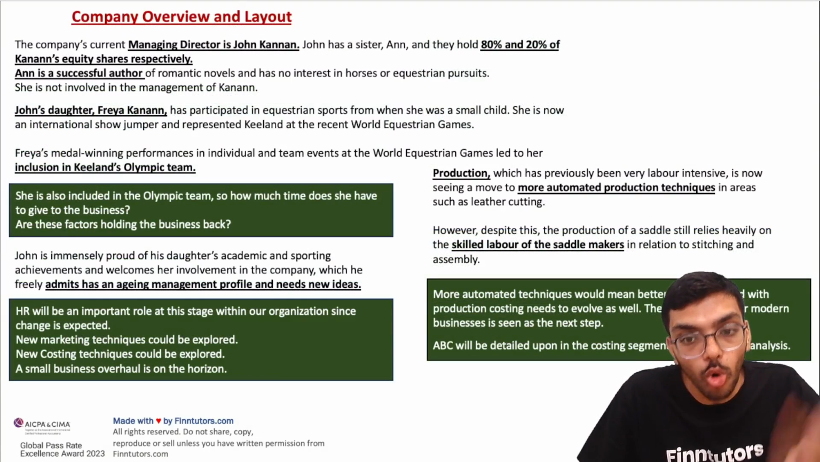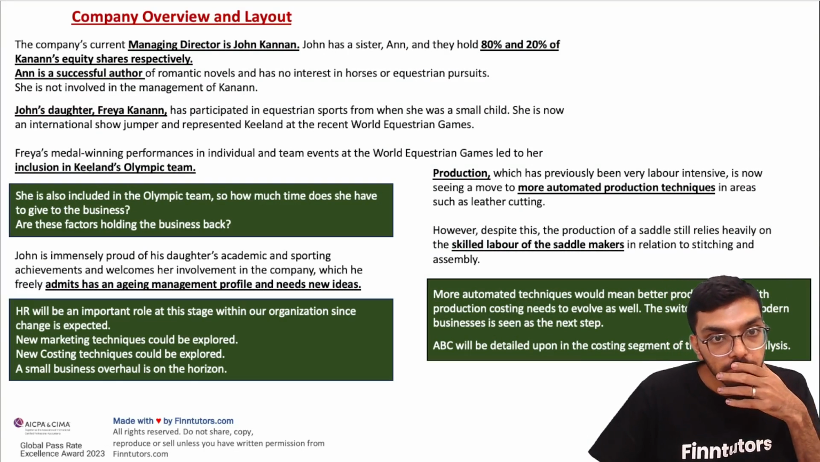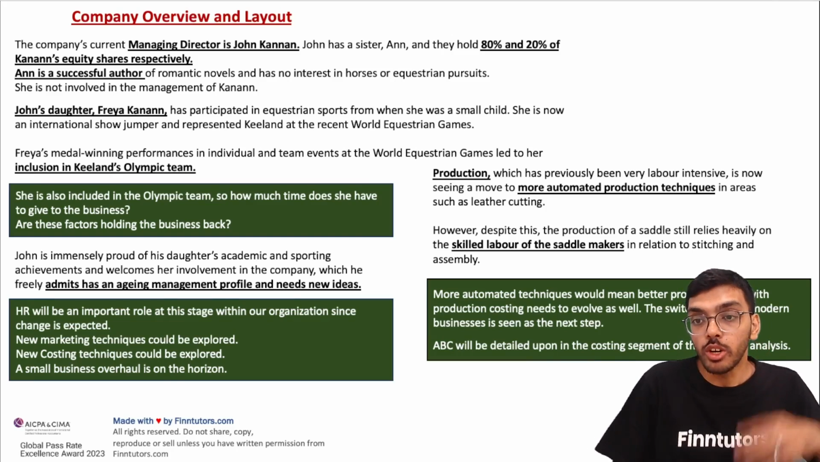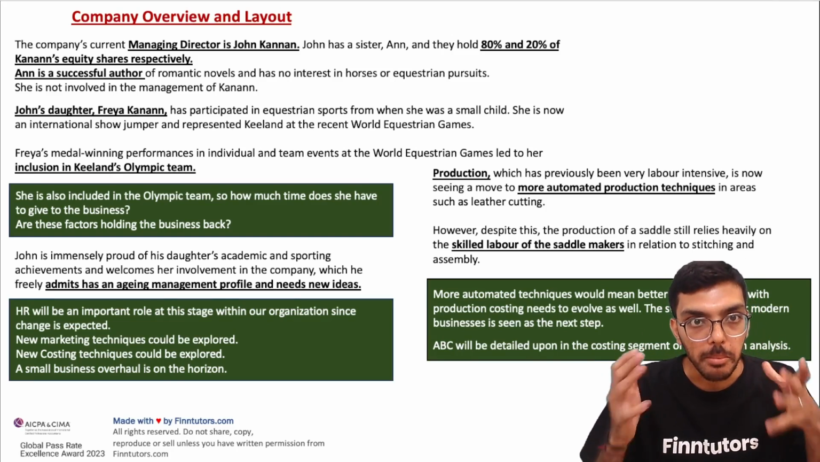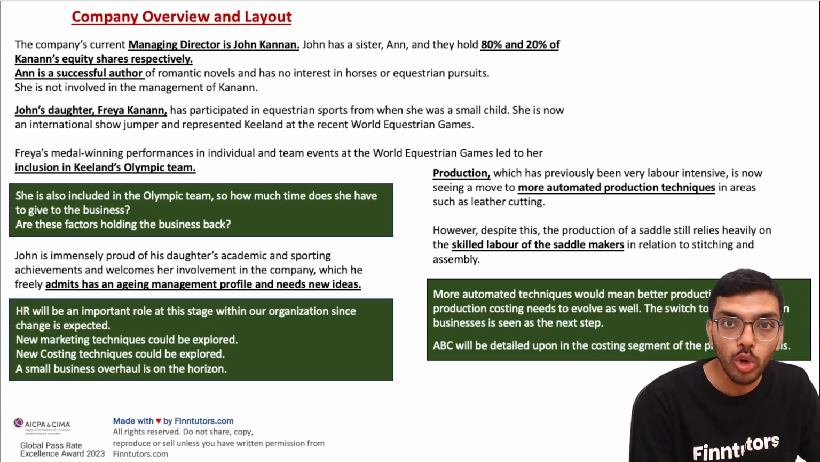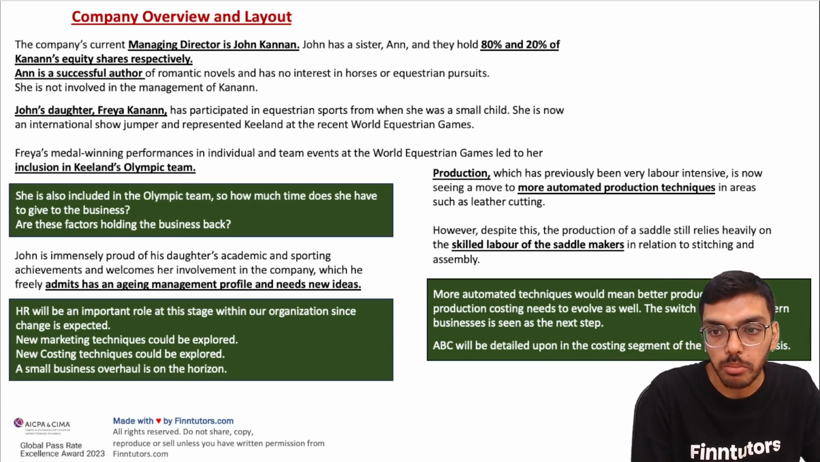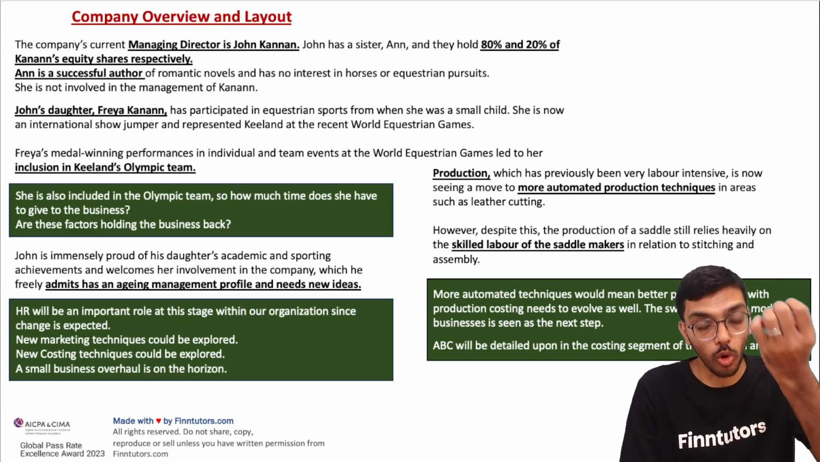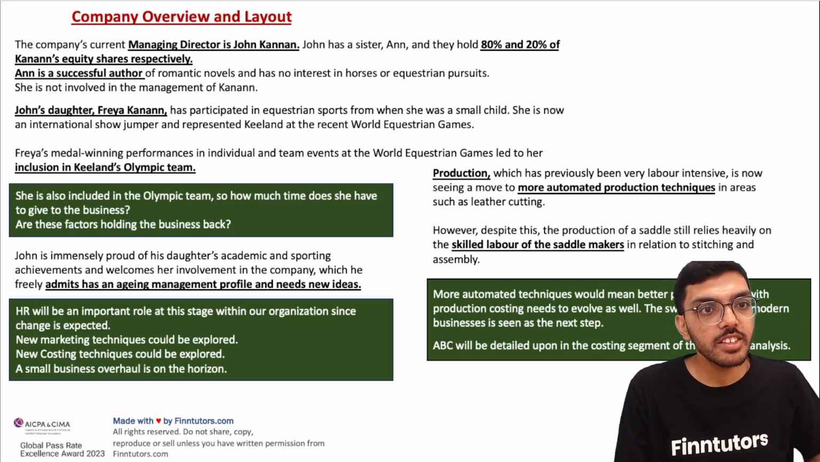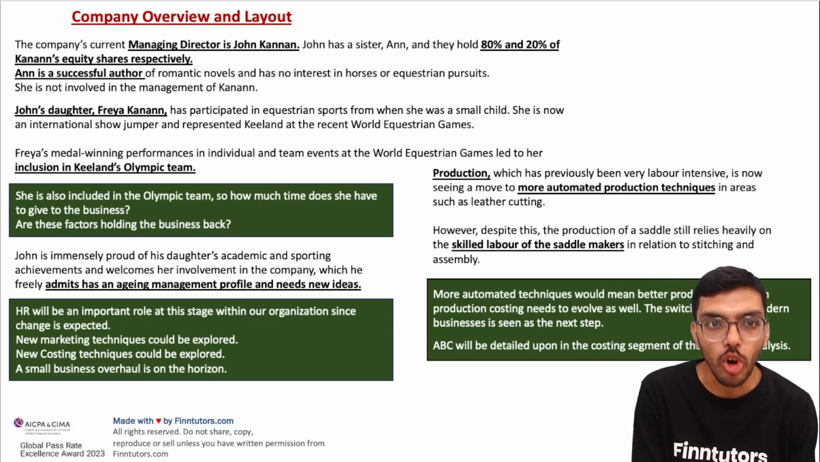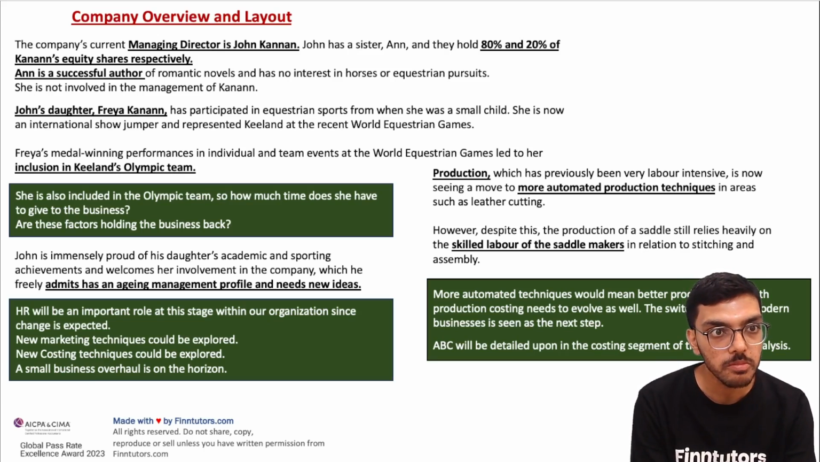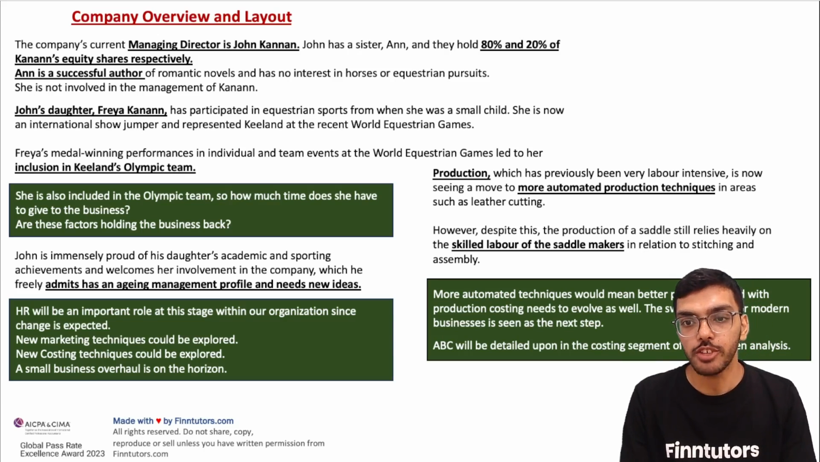Now to company overview and layout. The company's current managing director is John Kanann. We know that it's a family owned business. John has a sister Anne, and they both hold together 80 and 20% of the company. So all the ownership is within the family itself. Anne is a successful author of romantic novels and has no interest in horses or equestrian pursuits. She is not involved in the management of Kanann.